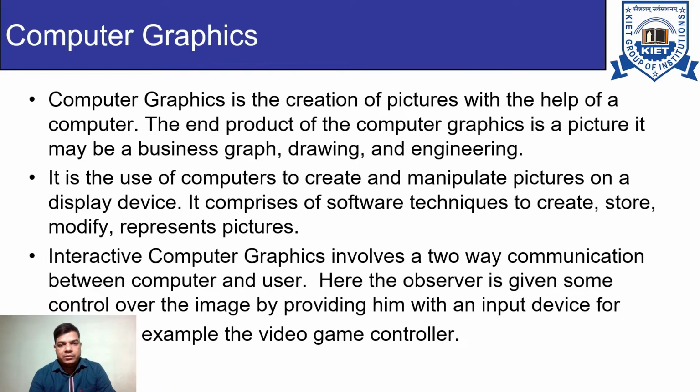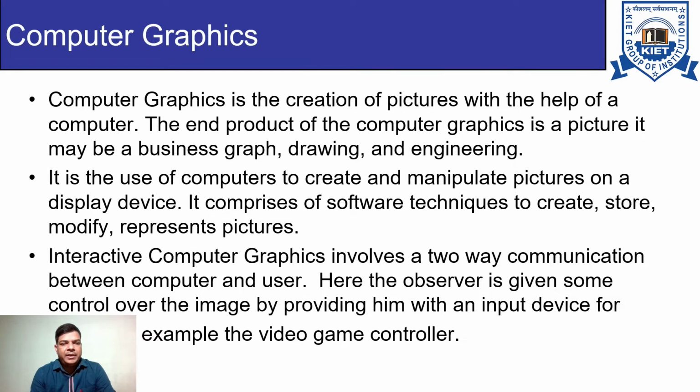Now, in computer graphics, we are creating the picture with the help of a computer system, and after creating the picture, we can also manipulate that picture. Finally, the objective is to display that picture on the output screen. It can be a CRT screen, an LED screen or any other display device.